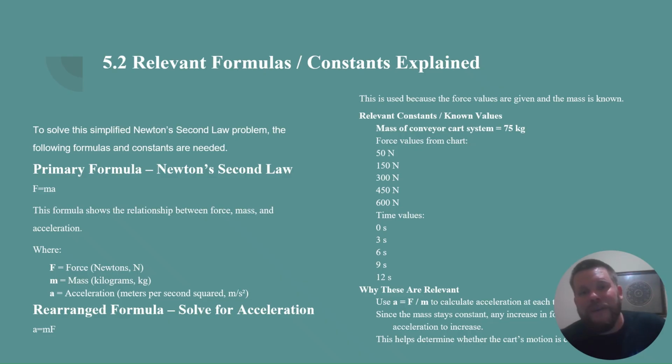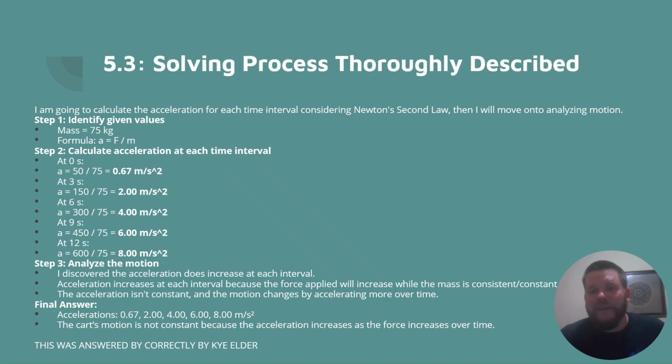Relevant constants and known values. Mass of the conveyor cart system is 75 kilograms. Force values from the chart: 50 newtons, 150 newtons, 300 newtons, 450 newtons, 600 newtons. Your time values: 0 seconds, 3 seconds, 6 seconds, 9 seconds, 12 seconds. And why are these relevant? We use acceleration equals force divided by mass to calculate acceleration.